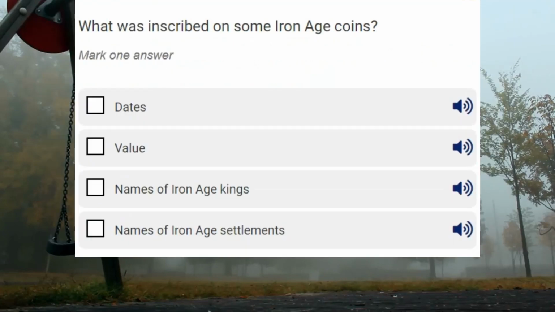What was inscribed on some Iron Age coins? Dates. Value. Names of Iron Age kings. Names of Iron Age settlements. Correct answer: names of Iron Age kings.